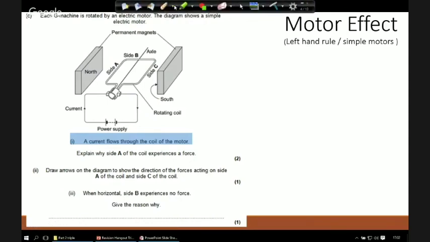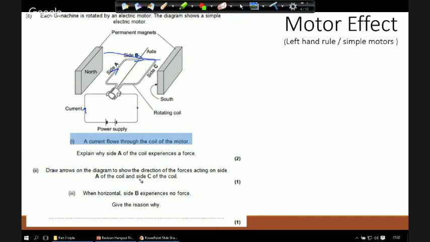Well, to explain that, the current in the coil creates a magnetic field. So this current flowing through here, you can see our direction of the current on here, it's going to be flowing up there. Here's my arrow. So the current in the coil creates a magnetic field around the coil. The magnetic field of the coil interacts with the permanent magnetic field of the magnets. So a magnetic field will be created around side A, and that will interact with the magnetic field lines from the magnets, producing a force.